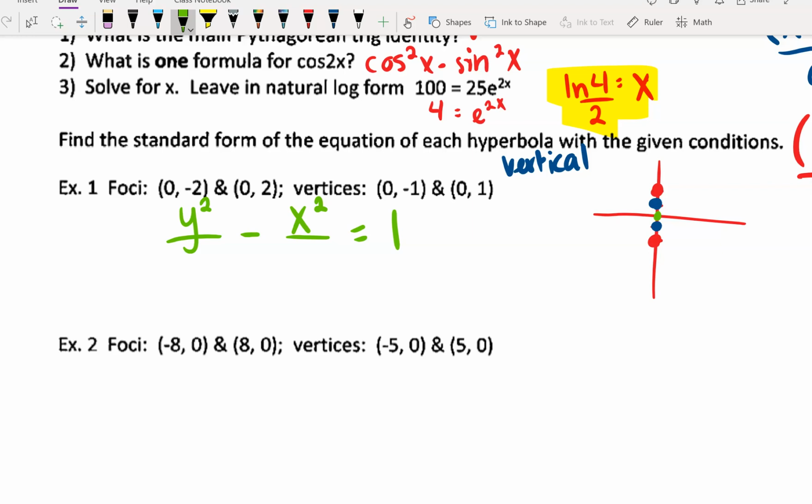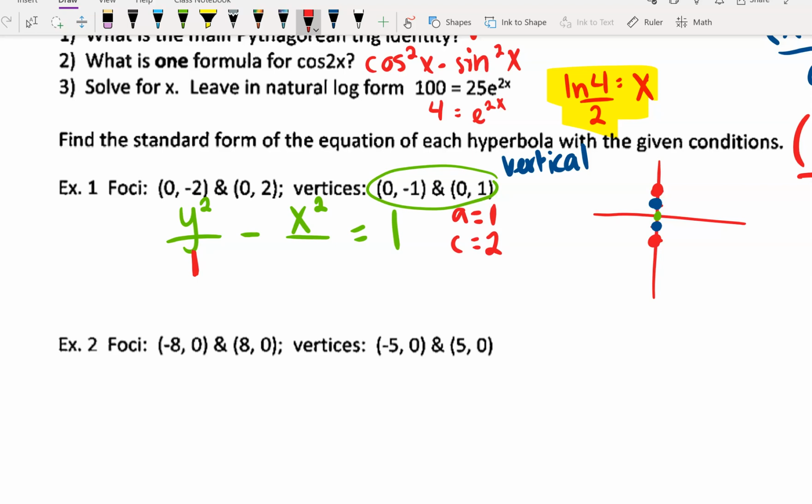Well, I know that my vertices are 1, which means my a is 1. What I don't know yet is my b. So if my a is 1, that goes here. I need to find b. I know that my foci, which is my c, is 2.